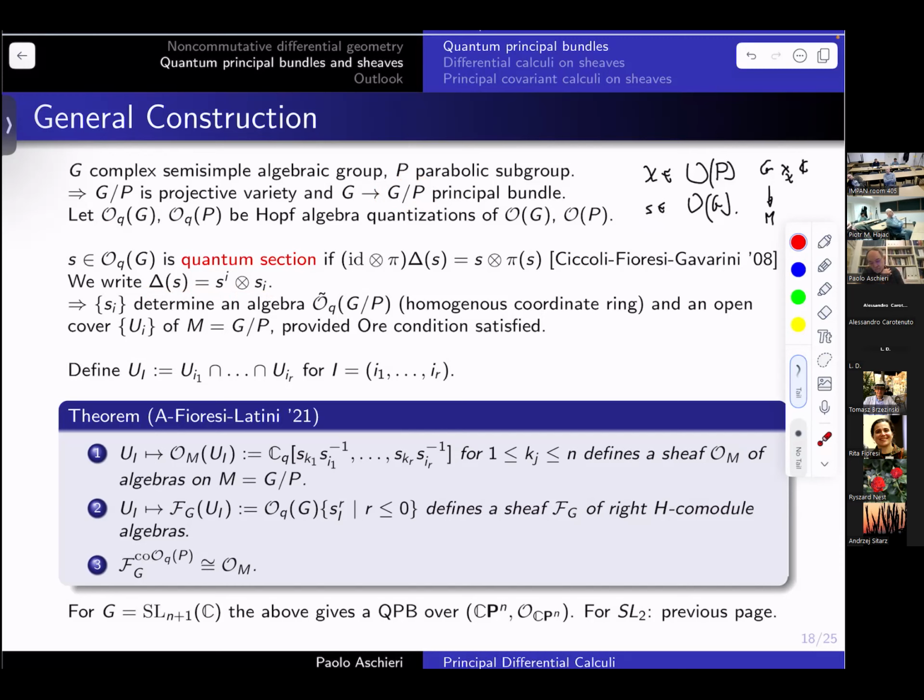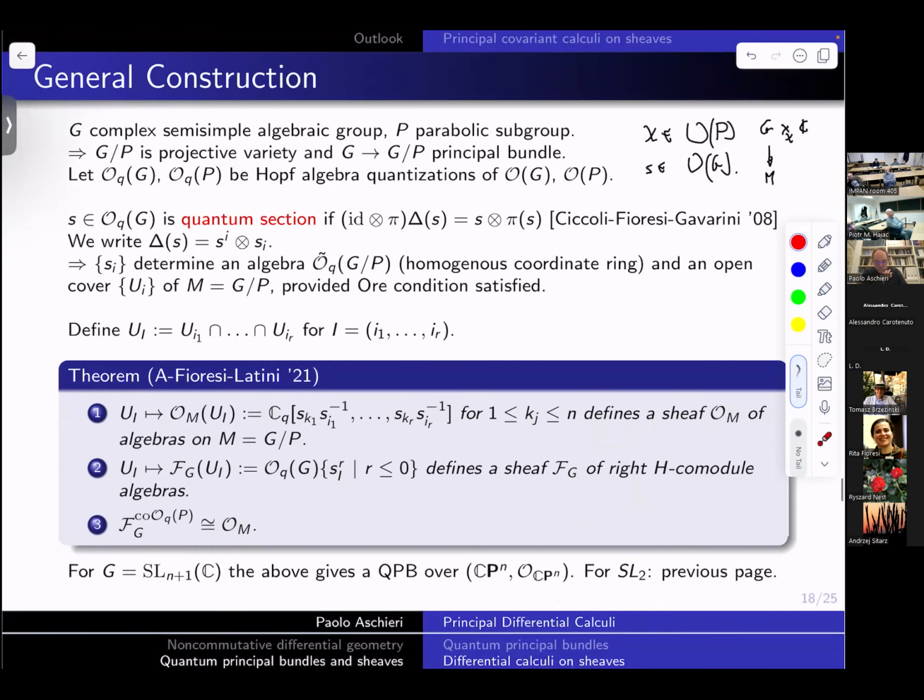If classically we consider the line bundle obtained via this character to be very ample, then the coproduct of this quantum section, the elements out of the coproduct of the quantum sections, are the analog of the sections of the line bundle. And they generate the algebra of homogeneous coordinate ring of the projective variety.